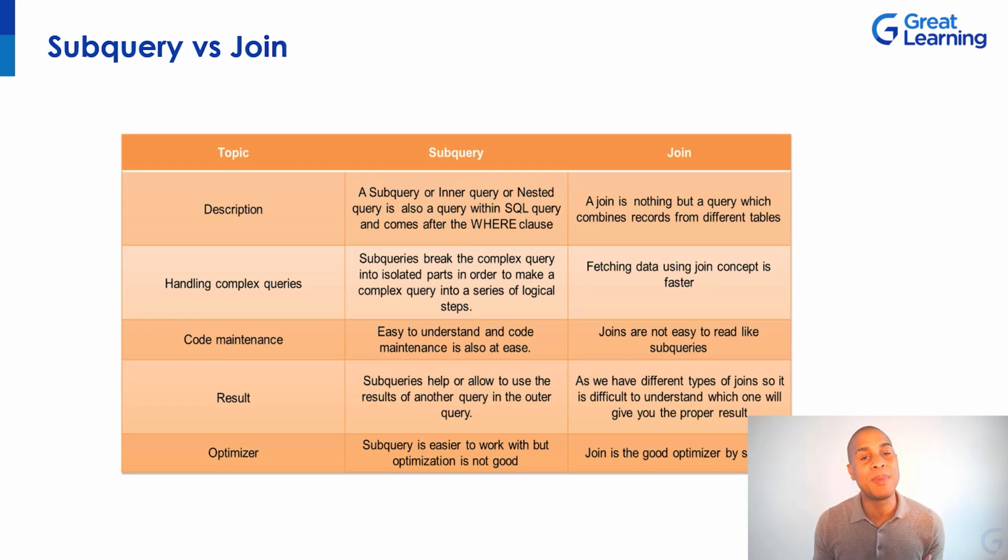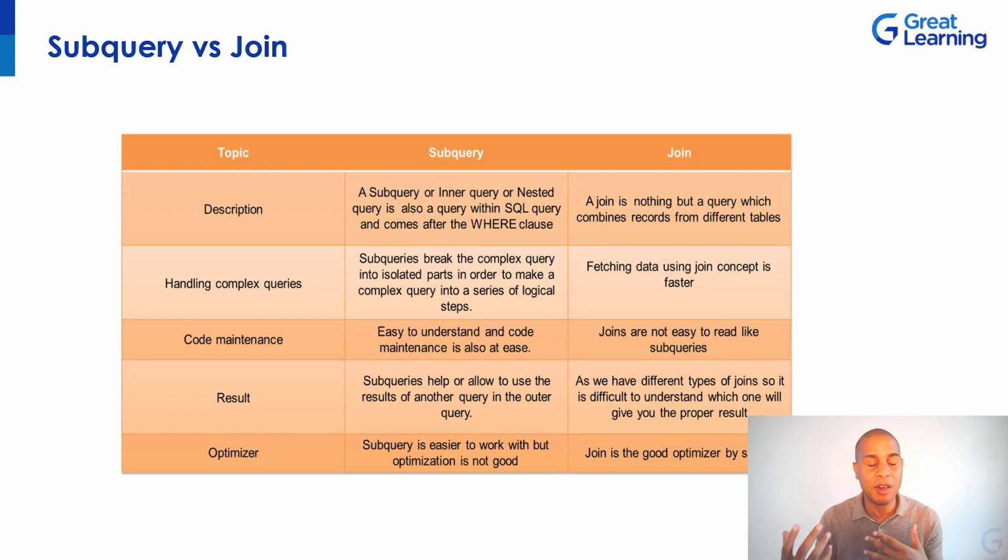In terms of code maintenance, joins are not as easy to read as subqueries. Sometimes it can be a little bit complicated because you have to remember that with joins, we often need to combine them with aliases to make sure we are following the right procedures. When we talk about code maintenance for a subquery, it's easy to understand, and code maintenance is also at ease.